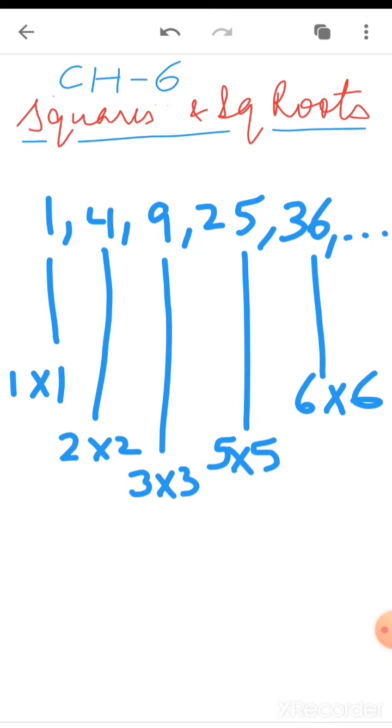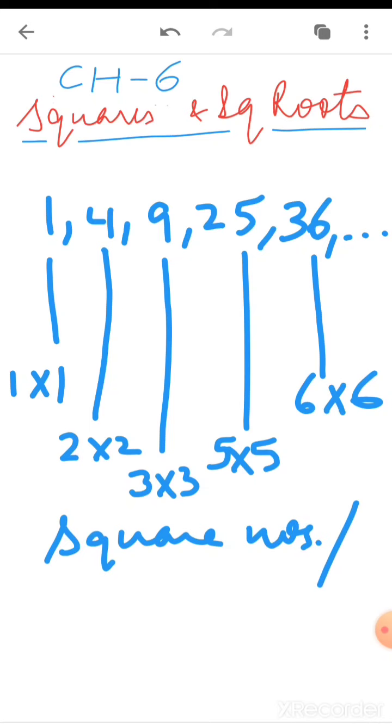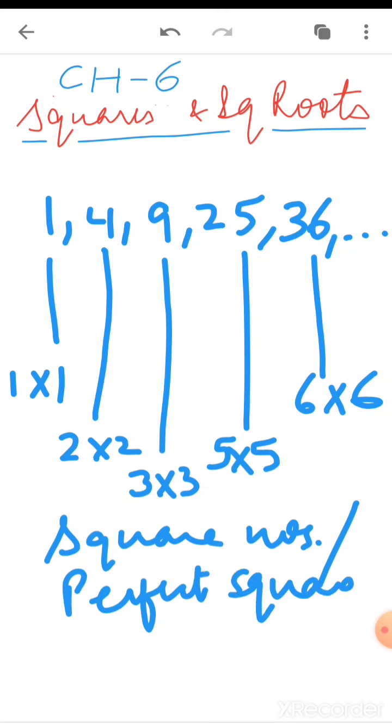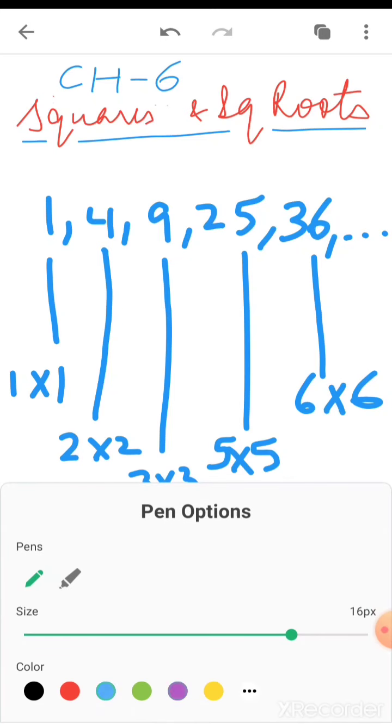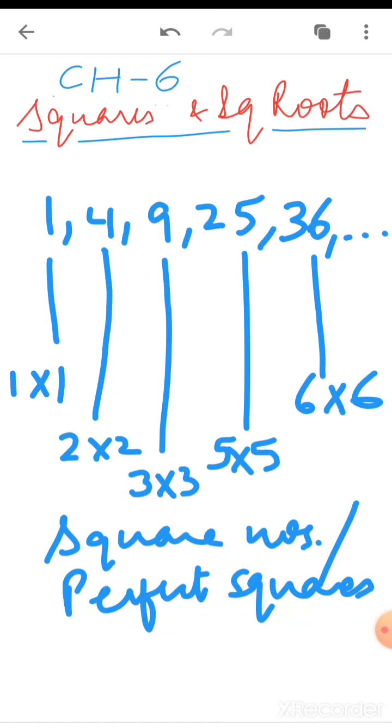So there is a common pattern in these numbers. These numbers are obtained by multiplying a number by itself. So these numbers are called square numbers, or we call them perfect squares also, because they are obtained by multiplying a number by itself. So, what are square numbers? The numbers which are obtained by multiplying a number by itself are called perfect squares.